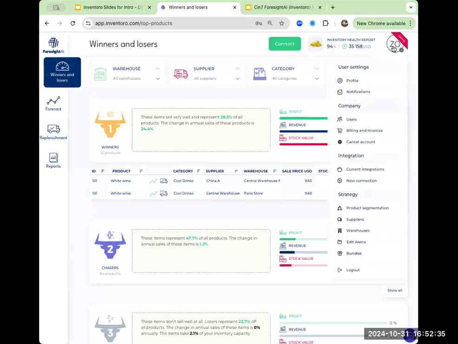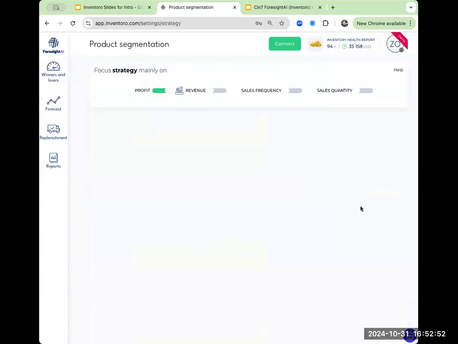But there also might be times that you need to be doing some fine tuning and, in the beginning, some setup. So on this right-hand side, I really want to just get down to the strategy section because this is where you're going to do a lot of the fine tuning. And for time purposes, I want to ensure that we get through this. So product segmentation is going to be how winners and losers are qualified or quantified.